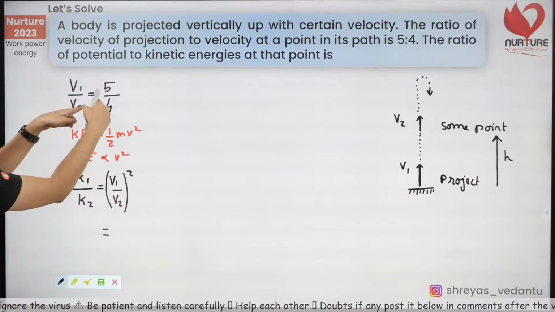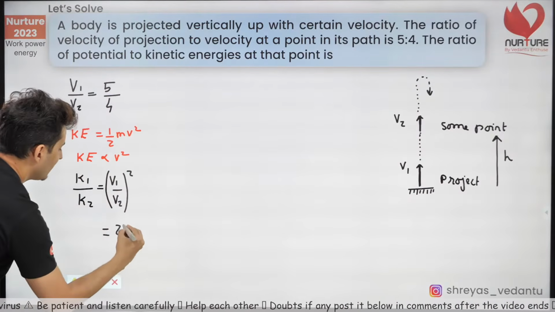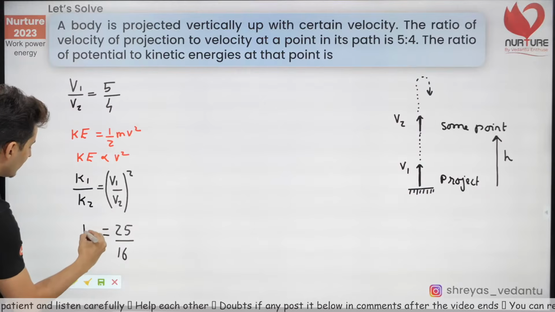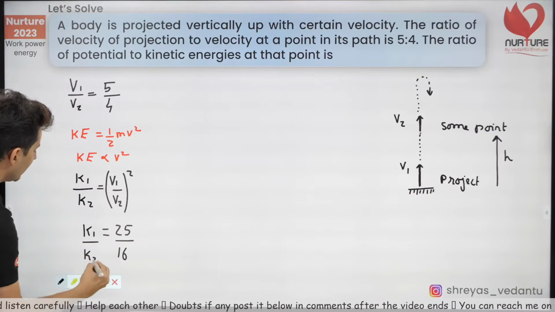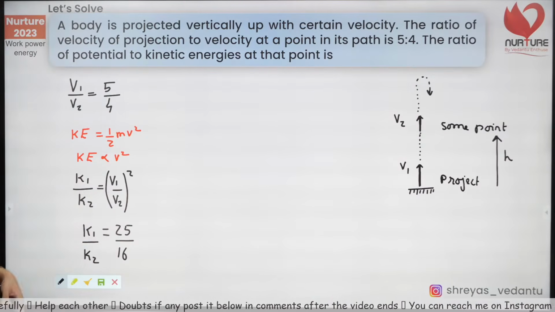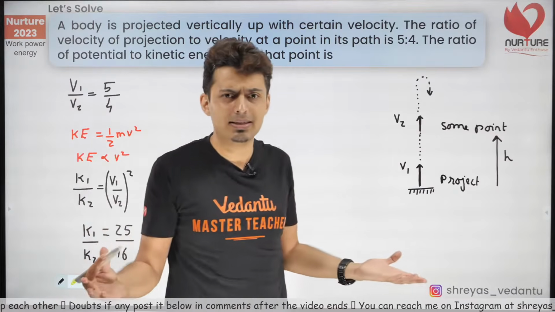So what is v1 by v2? It's 5/4. So it's 25/16. That's k1 by k2. Interesting. Now you'll be like, so why the hell did you do this?